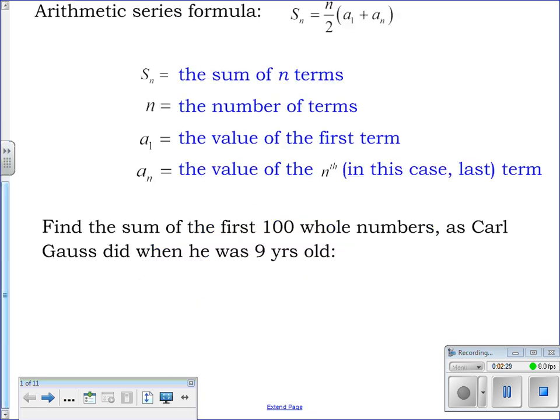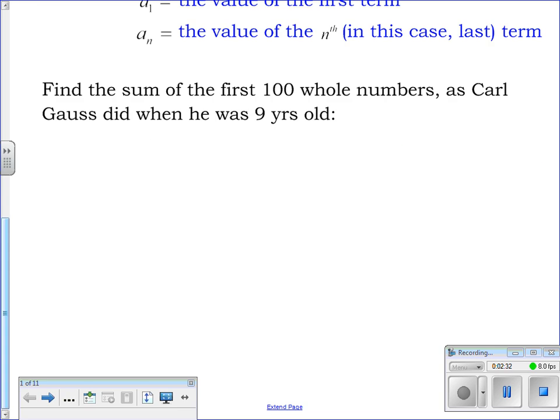at the bottom of your page, find the sum of the first 100 whole numbers as Carl Gauss did when he was 9 years old. Now, Carl Friedrich Gauss is one of the top 5 mathematicians that ever lived. This guy was freaking brilliant. We use stuff today that is still named after him in mathematics, stuff that you may see if you work a little higher up. He was brilliant. He was also a very generous mathematician, always helpful to other mathematicians. Mathematicians would write him letters saying, what do you think about this? And he'd answer them. That didn't always happen. He was more than happy to share the glory.